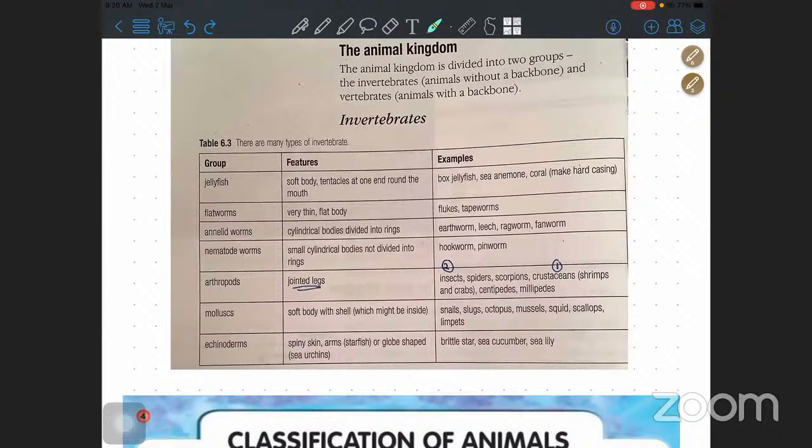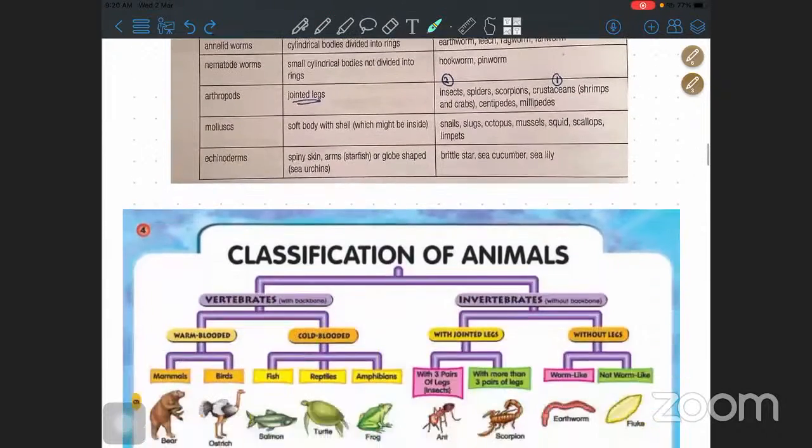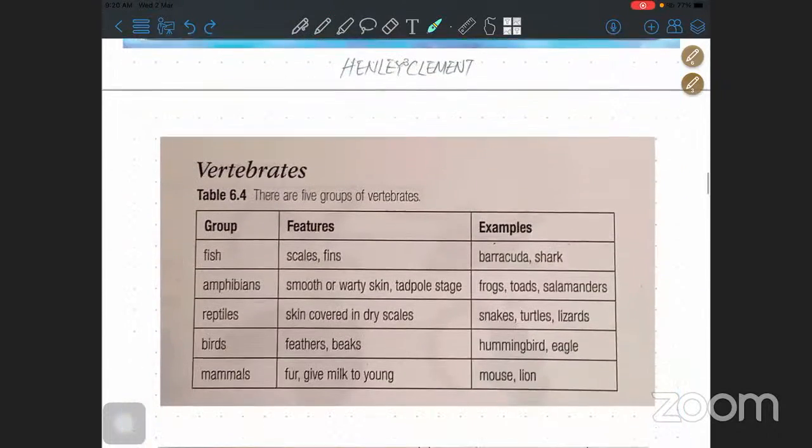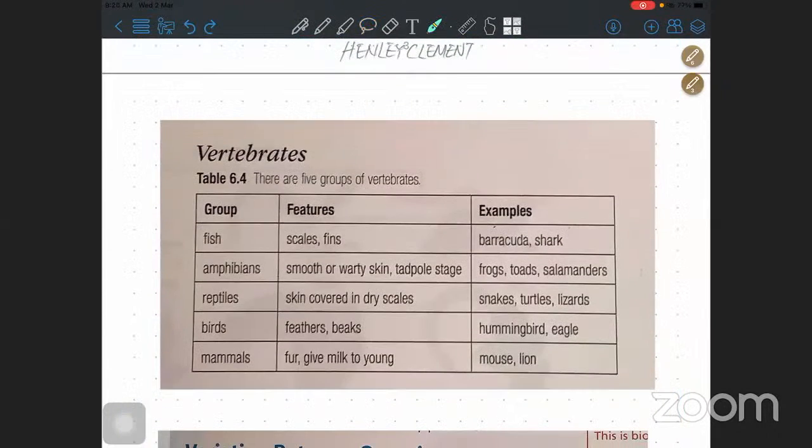Okay, we also have echinoderms, which are the spiny skins, such as starfish and sea urchin. Okay, brittle star, sea cucumber, and sea lily. This is some examples. So for the vertebrates, this is what we see when we go to the zoo. Okay, in the zoo.